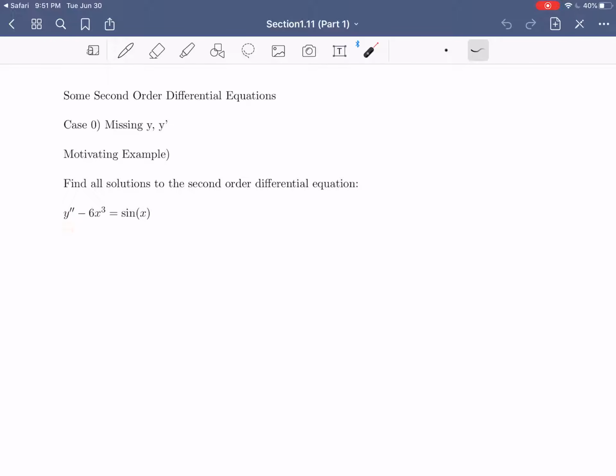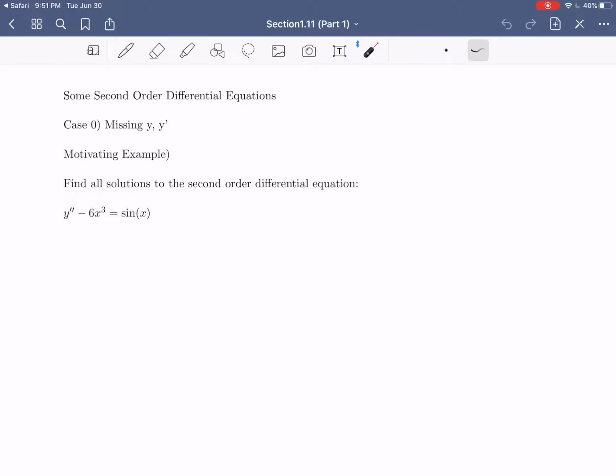y double prime minus 6x cubed equals sine x. You'll notice that this is a second-order differential equation, but there are no instances of the dependent variable or the first derivative here. So, this is a motivating example because we could probably just logically figure out how to solve this.